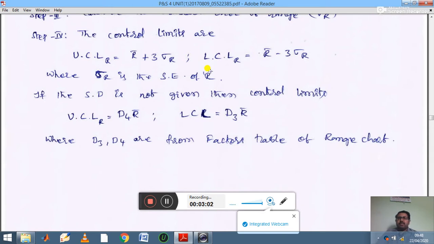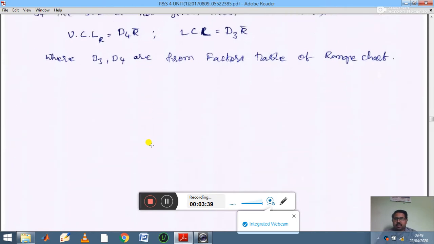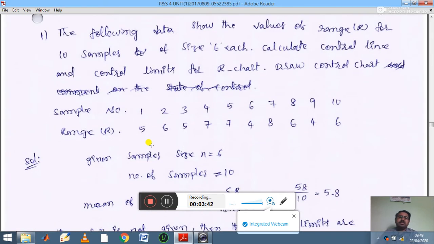These formulas are used when they give the sigma R, standard error, values. If they are not giving sigma R values, then we have one more set of formulas. If the standard deviation is not given, then the control limits are UCL equals D4 R bar, and LCL equals D3 R bar. Usually the D4 and D3 values are mentioned in the example. Using these two we find the UCL and LCL values. Then let us proceed with the first example of how to construct the R chart.